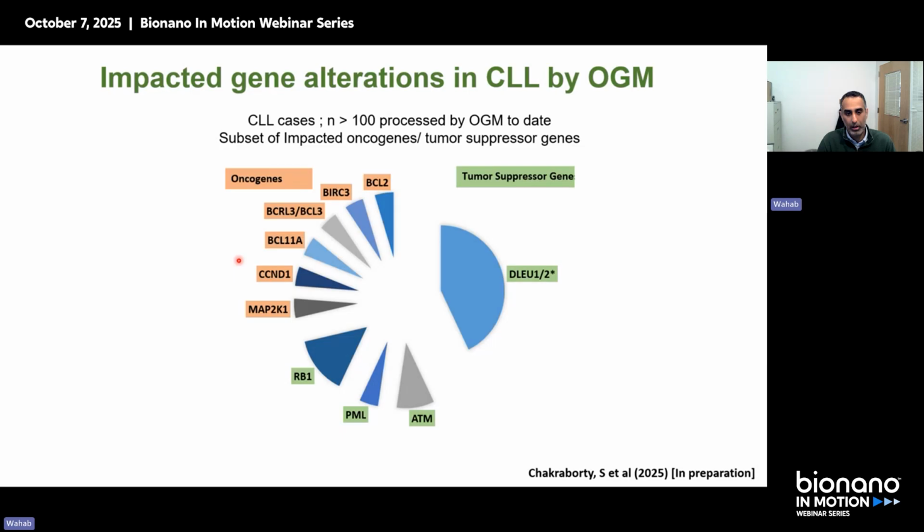CCND1 rearrangements are tricky. Sometimes they don't necessarily create a direct fusion event. The breakpoints are again like immunoglobulin chain rearrangements where they're in this larger regulatory region. So those were really nice to be able to start to capture. And then some of the more rare, perhaps recurrent translocations that we saw. And I'll show you a couple of examples of those.